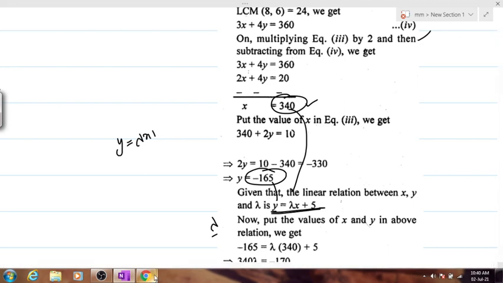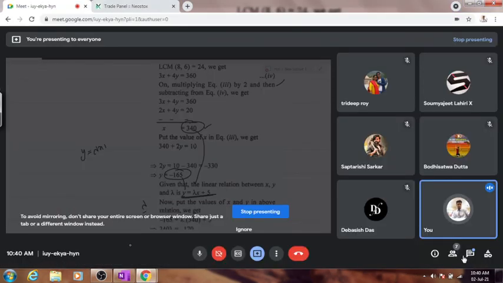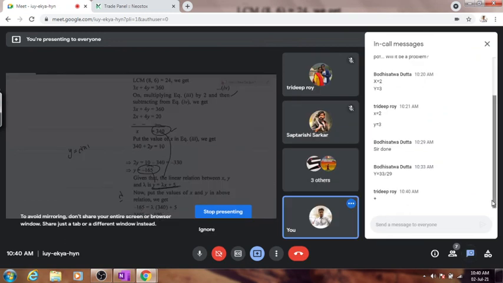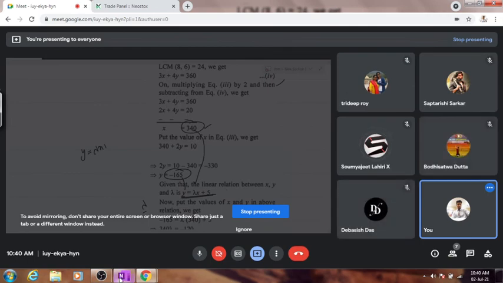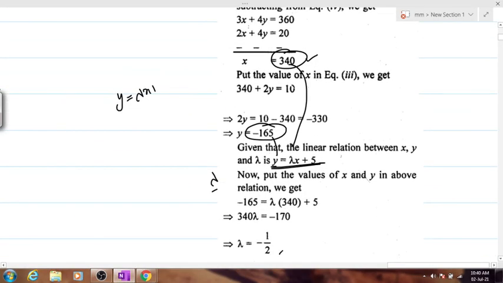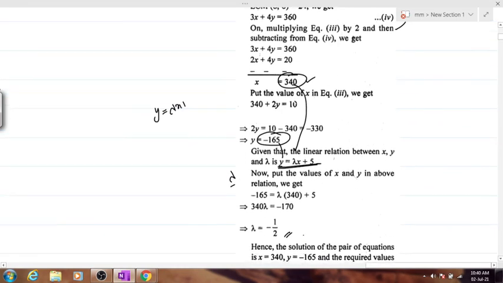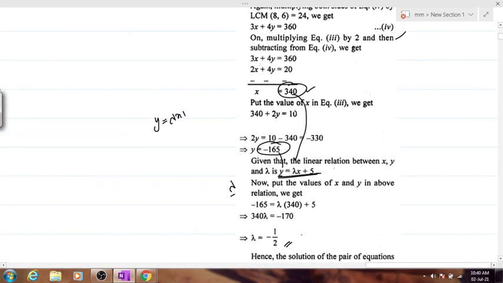Can anybody tell me what is the value for lambda? Is there anyone in the class who can tell me what is the value for lambda? I need the value for lambda. It's coming out to be minus 1 by 2. Clear? Kindly go through this properly.